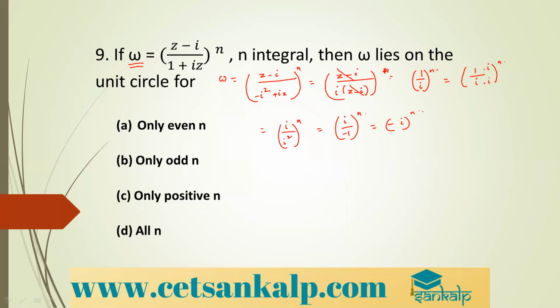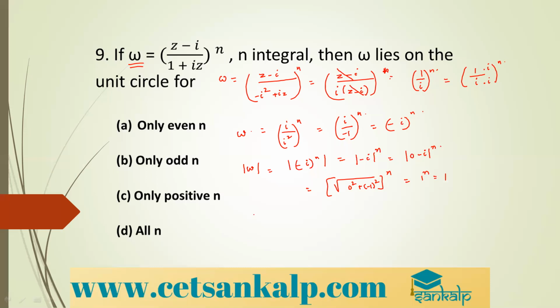So this minus i whole power n, how can I take? This is W, a complex number. If I take modulus of this complex number, that means I'm taking modulus of 0 minus i whole power n. So modulus will be square root of 0 square plus minus 1 whole square, whole power n. That is 1 power n.